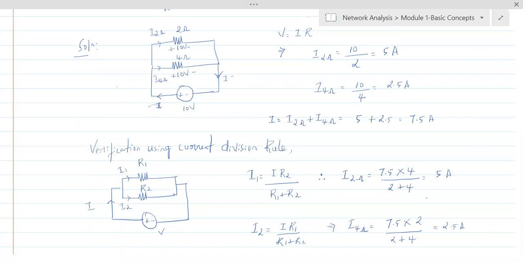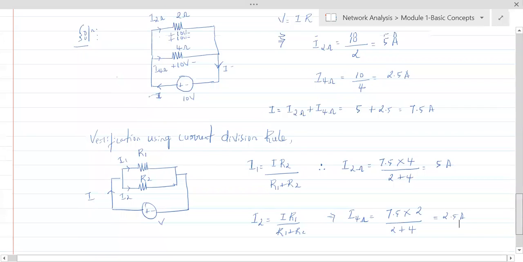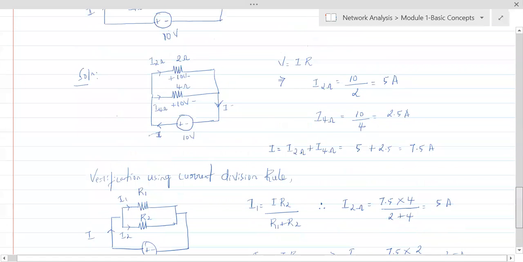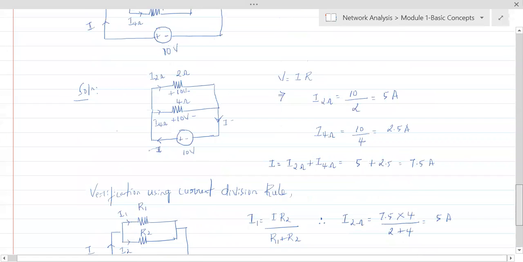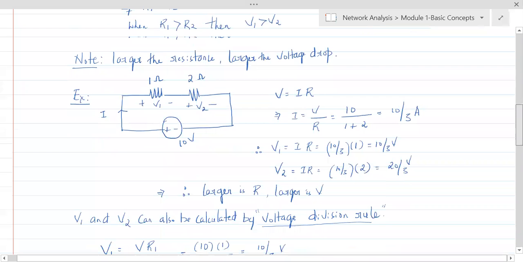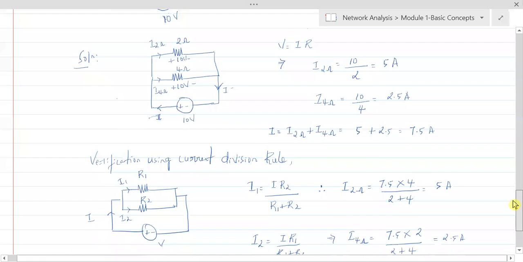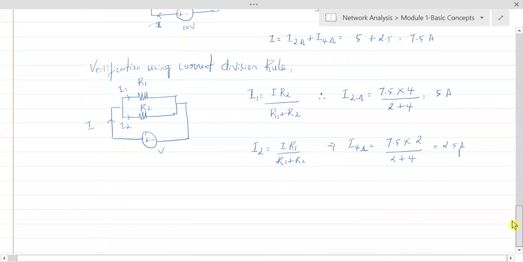Fine. So this is how we can check the things. So this is how we can verify, verification using current division rule. So this voltage division rule is applied when resistors are in series. Current division rule is applied when resistors are in parallel. Everybody understand? Just note.